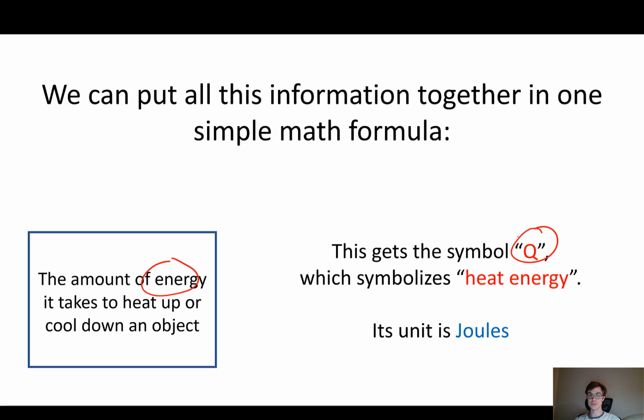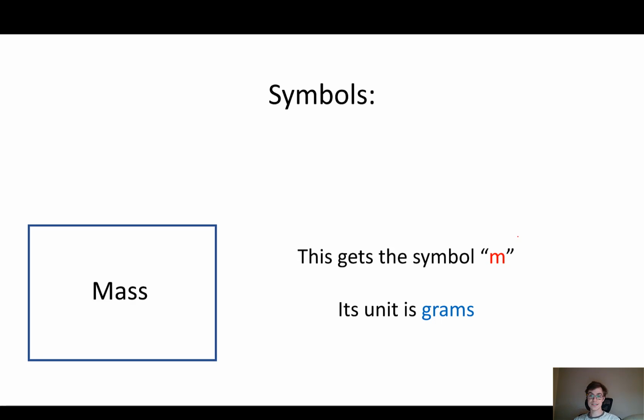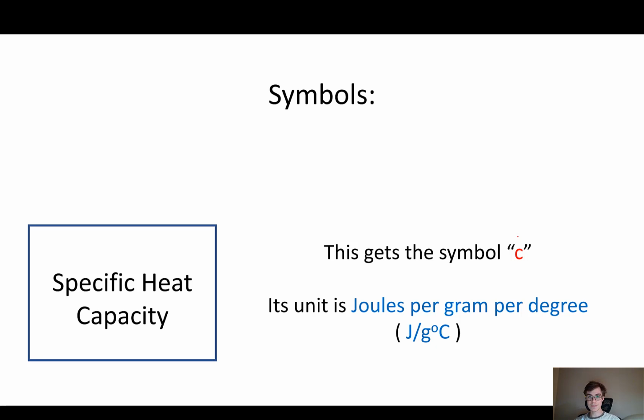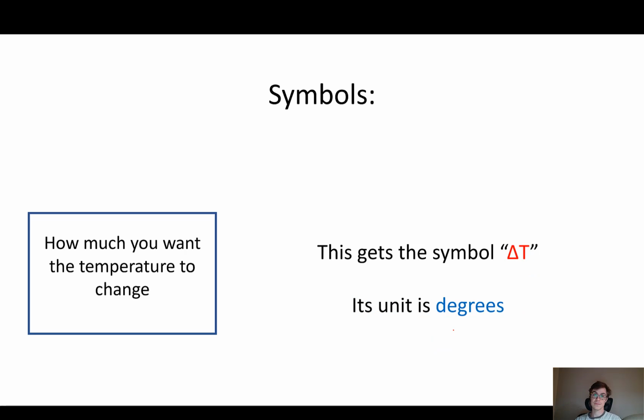The unit is joules. Mass gets the symbol M, and its unit is grams. Specific heat capacity gets the symbol C, and the unit is joules per gram per degree, but once again, don't worry too much about it right now. Just ignore it if it bothers you.